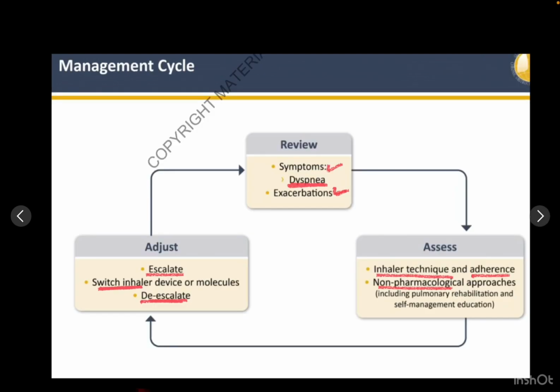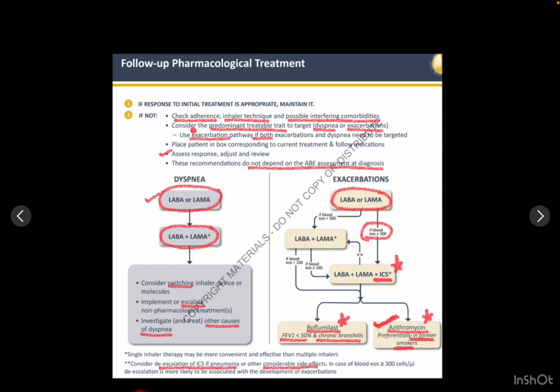What is the management cycle? We have already discussed it a lot of times: we have to review, then assess, then adjust. How to review: according to symptoms like dyspnea and according to exacerbations. Then we have to assess the inhaler technique, adherence and non-pharmacological approaches. Then according to these we have to adjust the treatment: we can escalate the dose, we can de-escalate, and we can switch inhaler device or molecules. After that comes follow-up of pharmacological treatment.